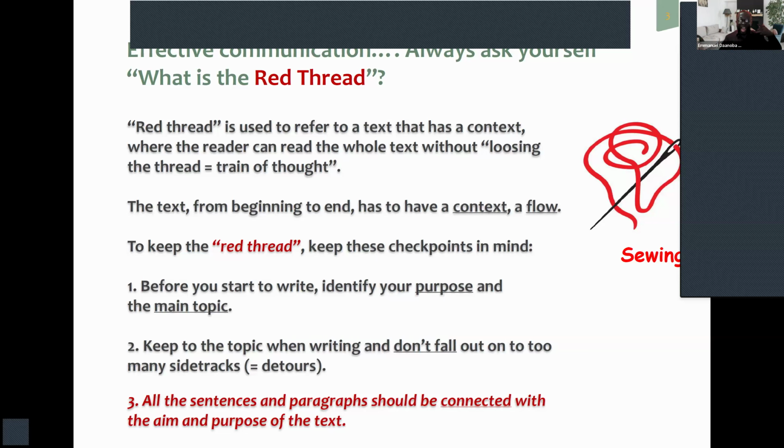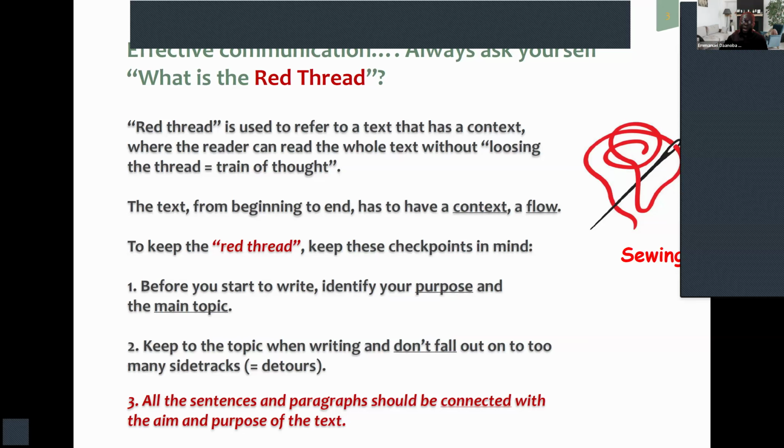So for you to be able to keep the thread, keep these checkpoints in mind. We will look at that. The first is, before you start to write, identify your purpose and the main topic. We've looked at that yesterday. And then keep to the topic when writing. Don't fall onto too many side tracks. I call them detours. Things that will let you deviate from the objective of the work. Don't let anything let you deviate from the objective of your work. Keep on. You should be focused.